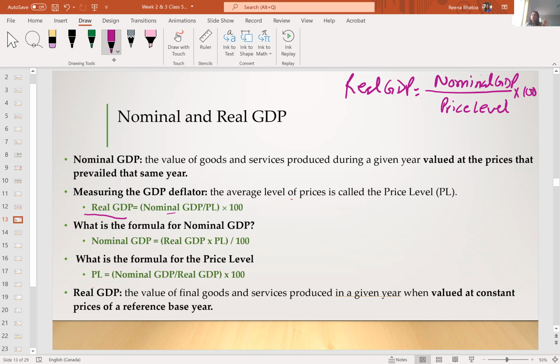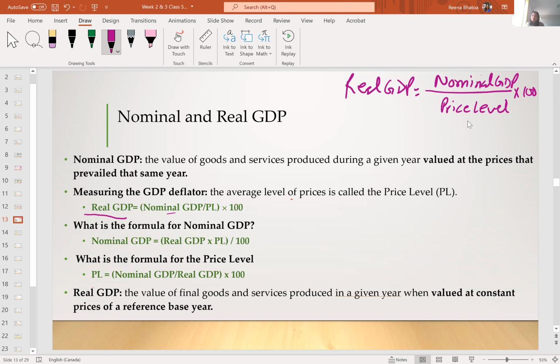Now this formula you can write on a sheet, and you can keep that sheet for the exam time also. Okay, so you can have a formula sheet with you. So real GDP is equal to nominal GDP divided by price level times 100. In this case, the numbers will be given to you. How much is the nominal GDP? How much is the price level? Okay, and what is price level? The price level is the general, average price level of all goods and services in the economy.